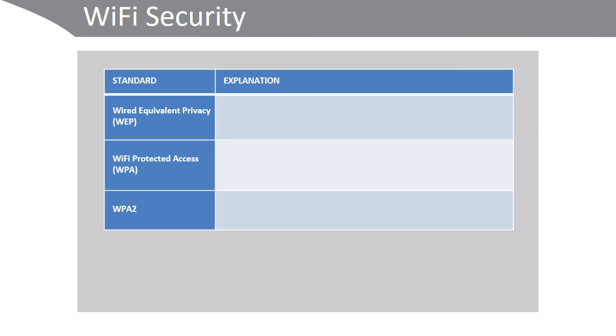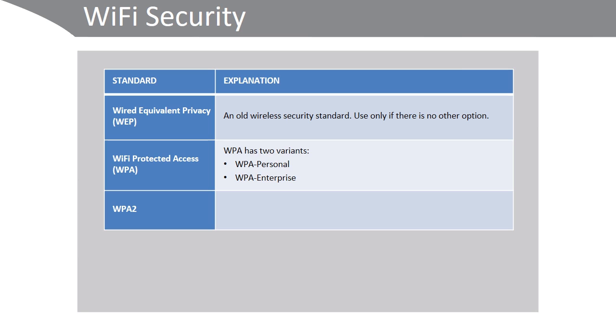Another factor to consider when you're setting up your Wi-Fi network is Wi-Fi security. You have a number of choices. The Wired Equivalent Privacy, or WEP, protocol is an old wireless security standard. Only use this if there's no other option. Wi-Fi Protected Access has two variants, WPA Personal and WPA Enterprise. WPA Personal is easier to implement than WPA Enterprise and, therefore, it's ideal for smaller networks. Authentication is usually based on a password. The password and the Service Set Identifier, or SSID, generate encryption keys for each wireless device.